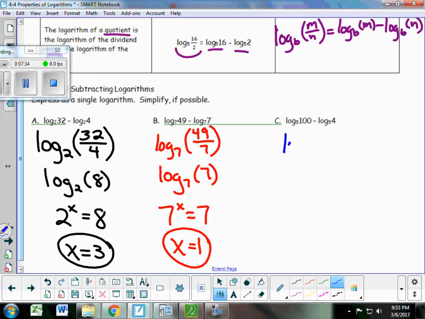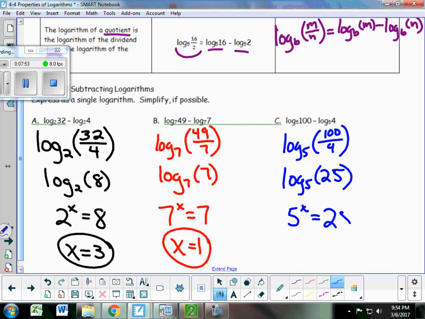Alright, one more here. So log base 5 of 100 divided by 4. 100 divided by 4 is 25. Alright, so this means the base of 5 raised to some power must equal 25. And that's when we should know x is equal to 2, because 5 squared is equal to 25.